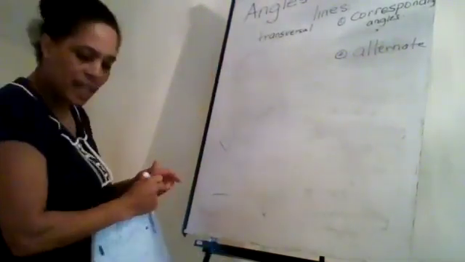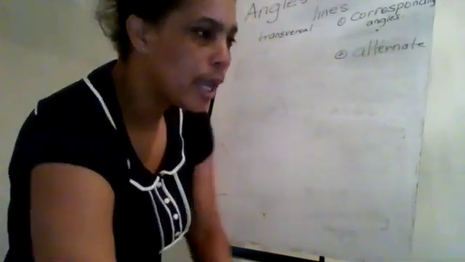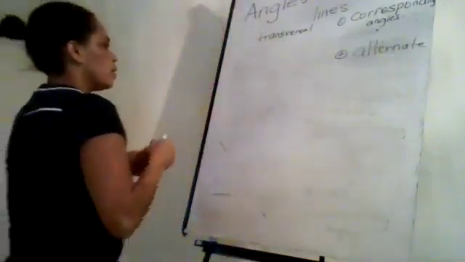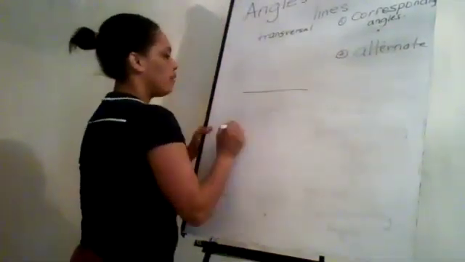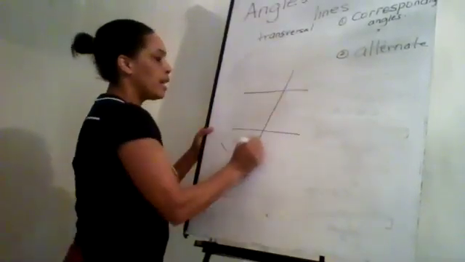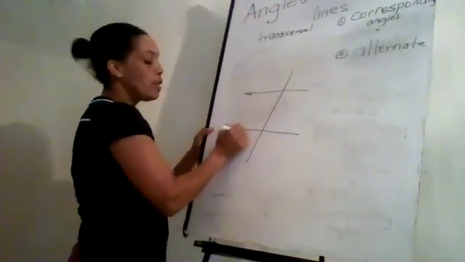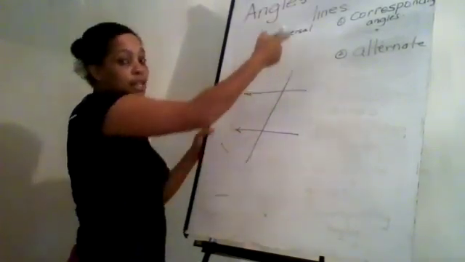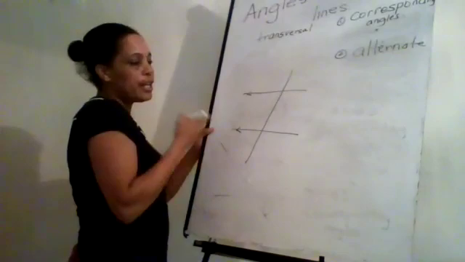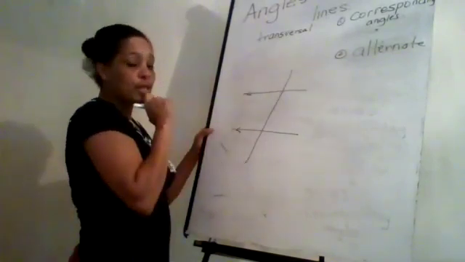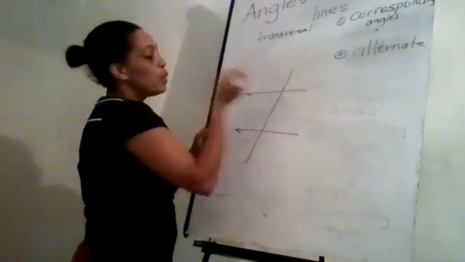Now let's look at an example of alternate angles. Again, what is missing from this? The parallel lines to show that they're running in the same direction. That's the transversal. Now, if I want to demonstrate alternate angles, okay, so let's look.